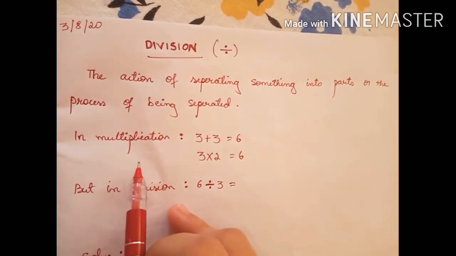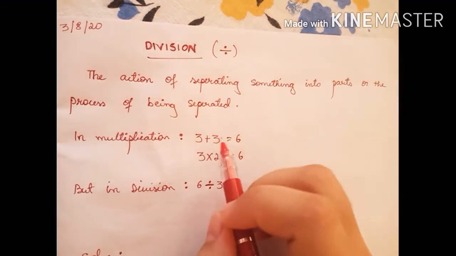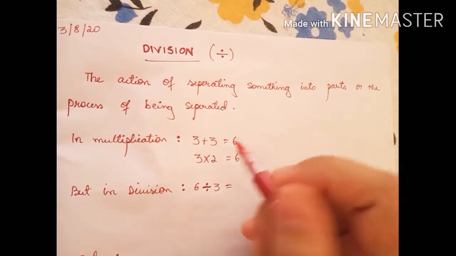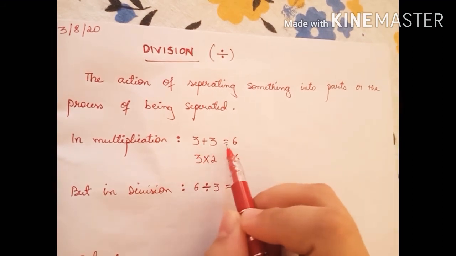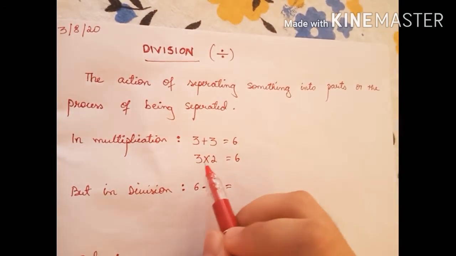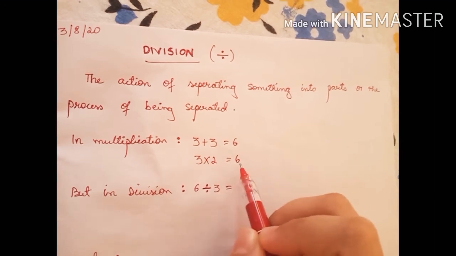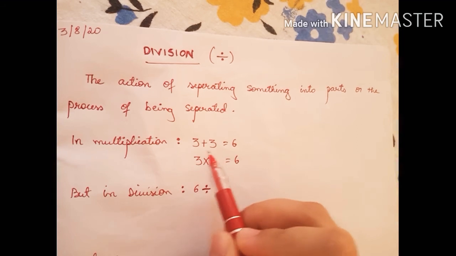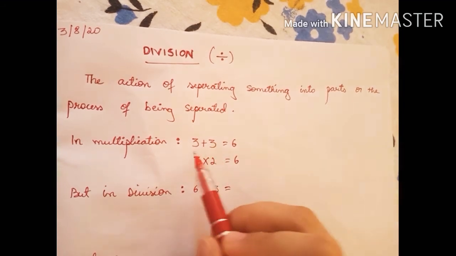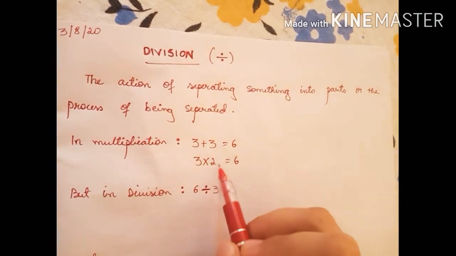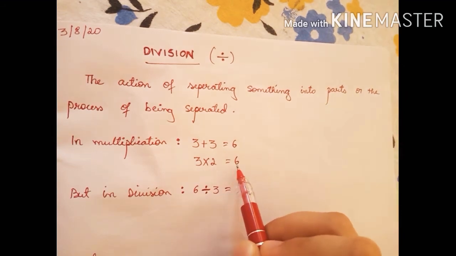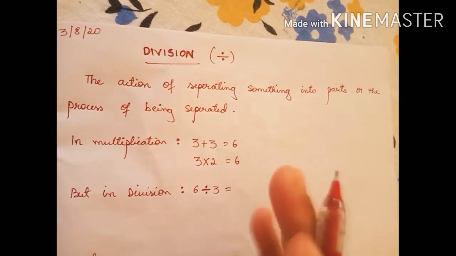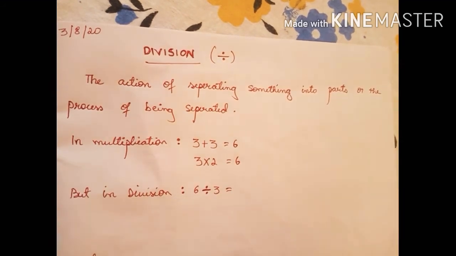In multiplication, last time I told you that what we do in multiplication is repetitive addition, right? That is like 3 plus 3 is 6, so we do 3 into 2 is 6 to save our time, because 3 is the common number and there are two threes here, so we multiply by 2 and this is the answer, right? But in division, it is the breaking of the numbers into small parts.